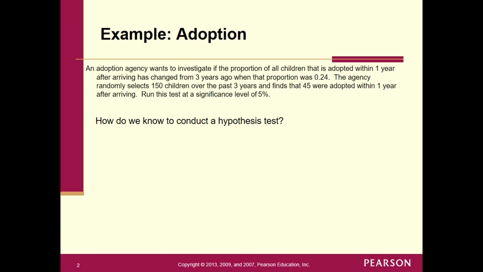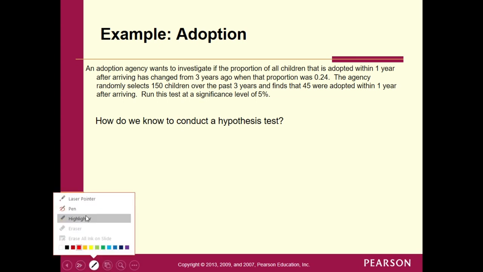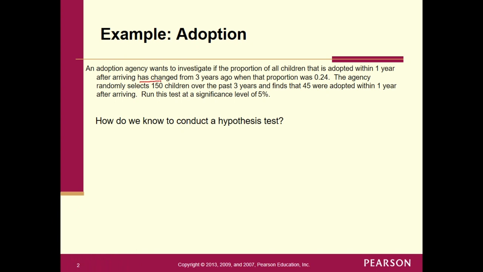An adoption agency wants to investigate if the proportion of all children that is adopted within 1 year after arriving has changed from 3 years ago when that proportion was 0.24. So I want to point something out to you. It says has changed, right? Or is different from, not equal to. And so what are we doing here?